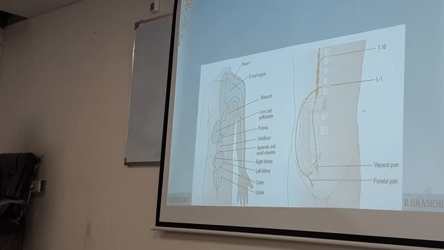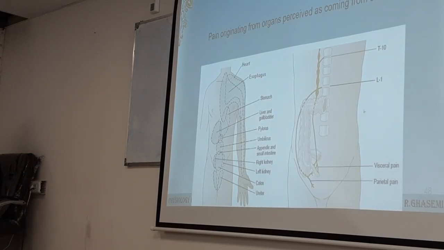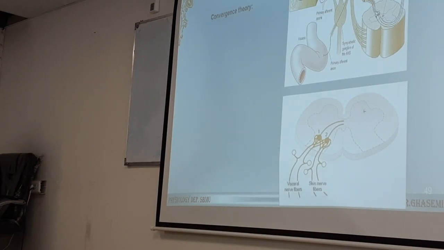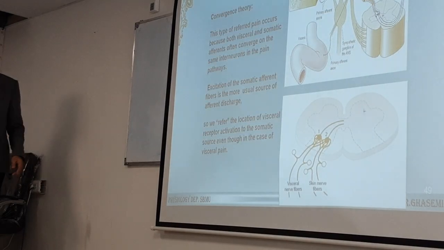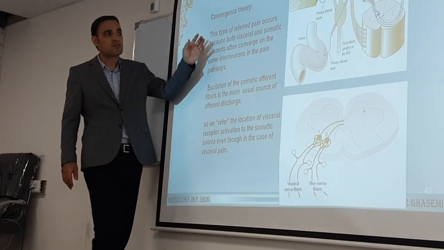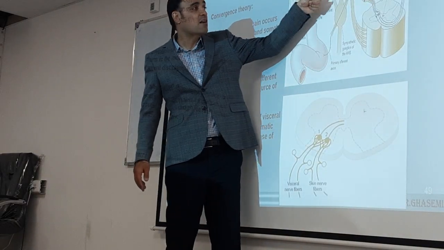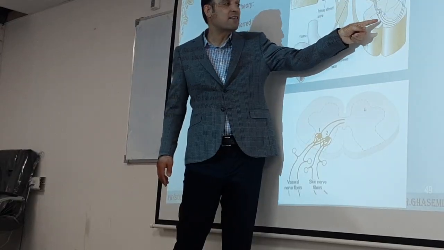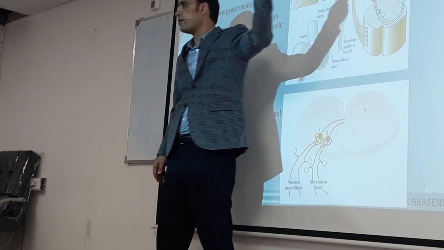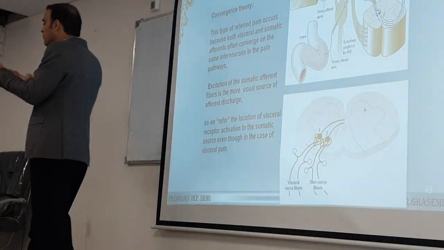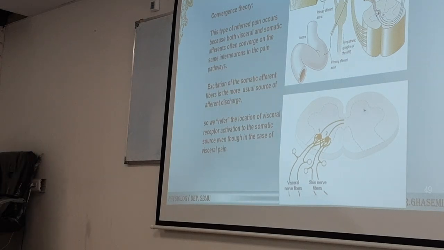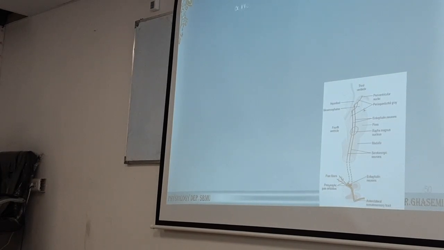And I told you about the mechanism behind it. This is showing the convergence theory. Pain from the viscera and pain from the skin are coming to the same pathway and then stimulate the same pathway. Therefore, the brain is not able to distinguish them from each other.